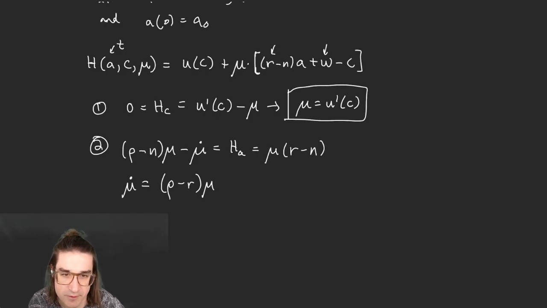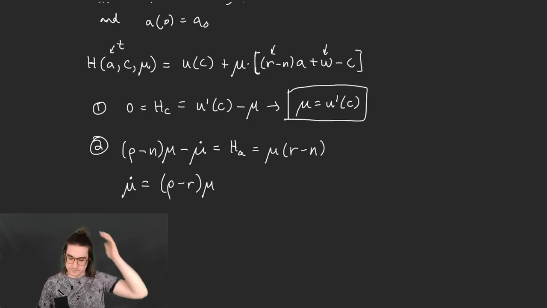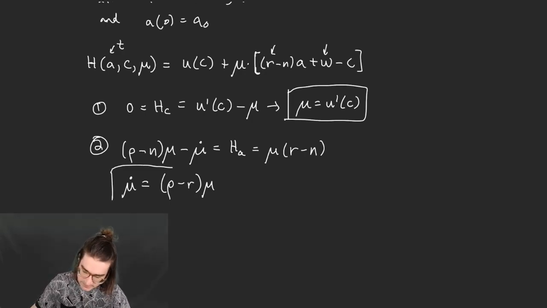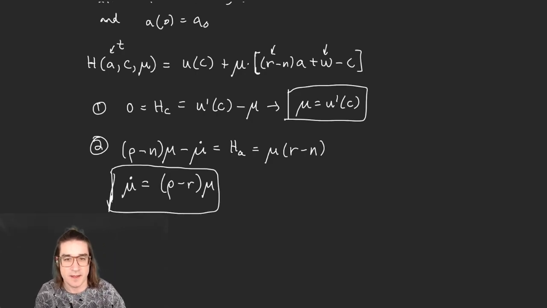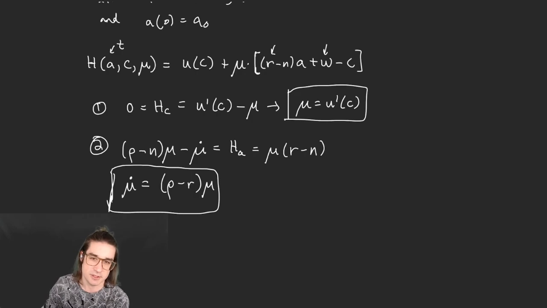You shuffle things around a bit, you get mu dot is equal to rho minus r. Okay, so here, this is not our final form, but it's fairly simple. Remember, r can be changing arbitrarily over time. R is a function of t, so it's not necessarily the simplest thing in the world, but say r was constant, this would immediately tell us that mu is growing exponentially at rate rho minus r.